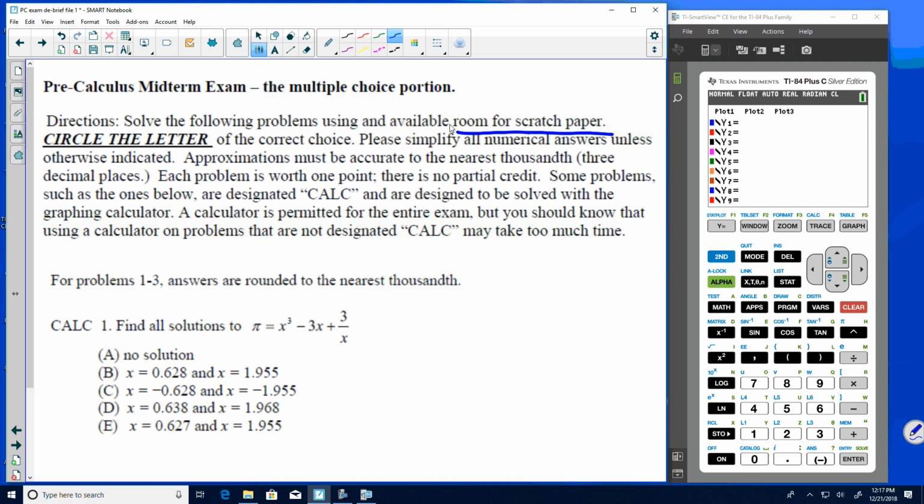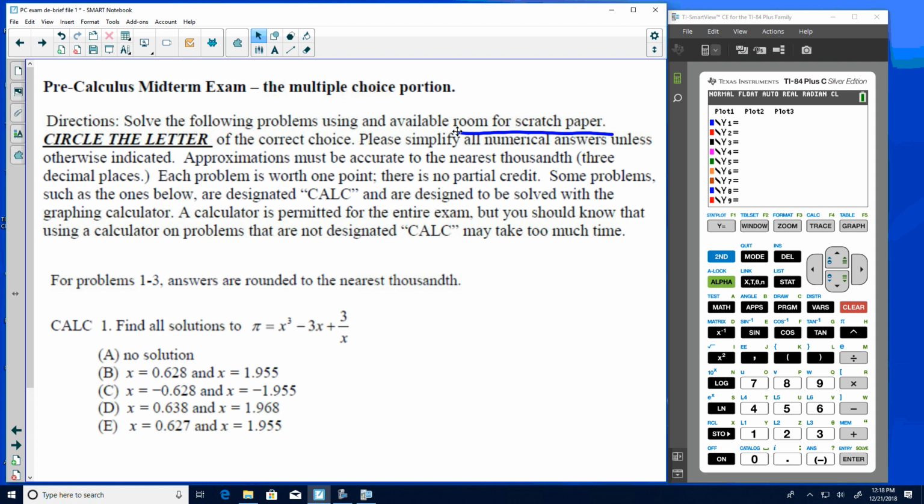Some problems, such as the ones below, are designated calc, and these are designed to be solved with the graphing calculator. I have my emulator over here to the right. Calculator is permitted for the entire exam, but you should know that using a calculator on problems that are not designated calculator problems may take too much time. But we'll look at it as we go through the test.